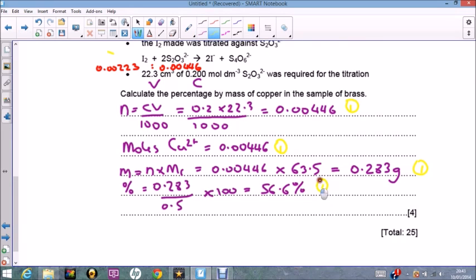That's my final answer, and I get 1 mark for that. Total for this question on transition elements and electrode potentials is 25 marks. That's a quarter of the paper.